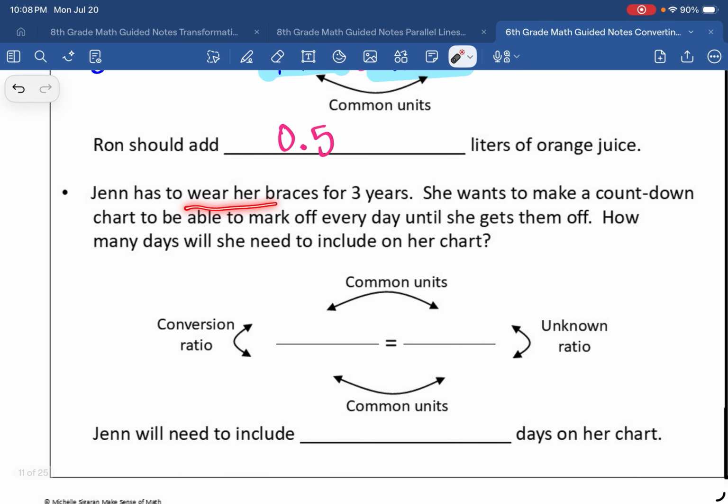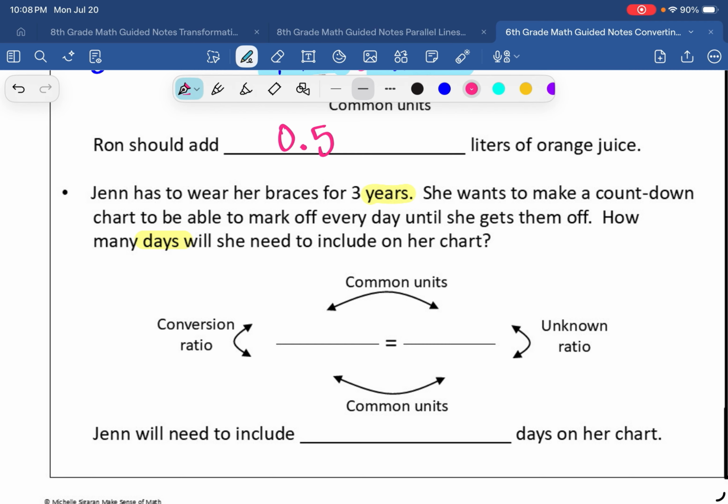Jen has to wear her braces for 3 years. She wants to make a countdown chart to be able to mark off every day until she gets them off. How many days will she need to include on her chart? I'm converting years to days. So I need to figure out the relationship between years and days.